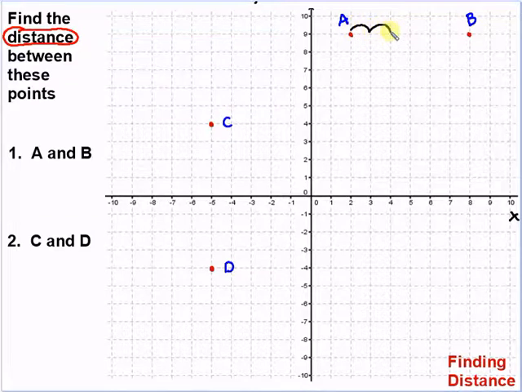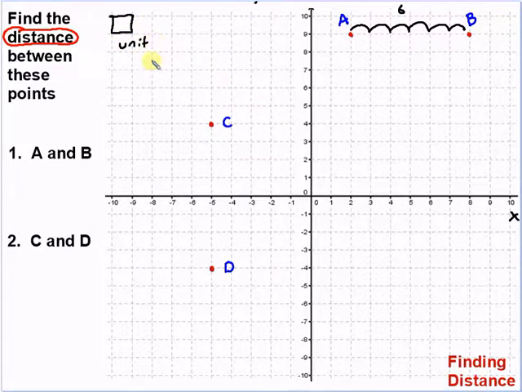1, 2, 3, 4, 5, 6. So we have traveled 6 units. Each one of these little square blocks, and you can't perhaps see them on the projector, but you should be able to see them on your computer screen if you watch it that way, is called a unit. We don't have centimeters or feet or anything like that. They're just called units. They are individual squares. So we have 6 units of distance between A and B.